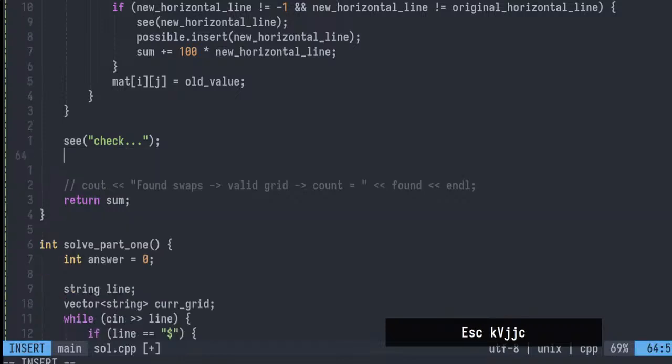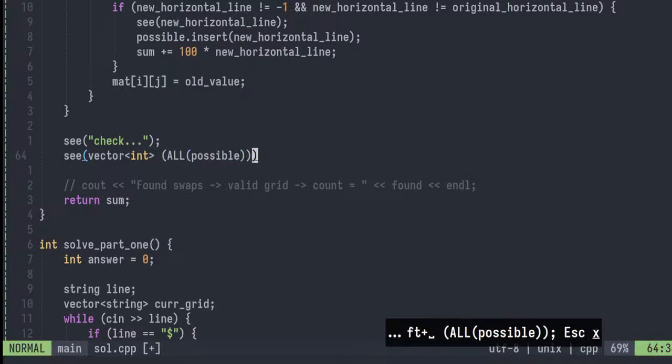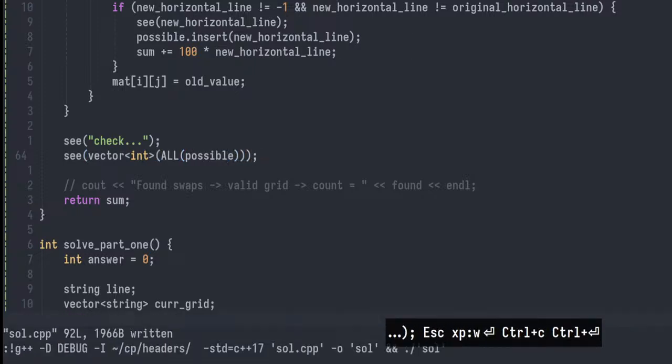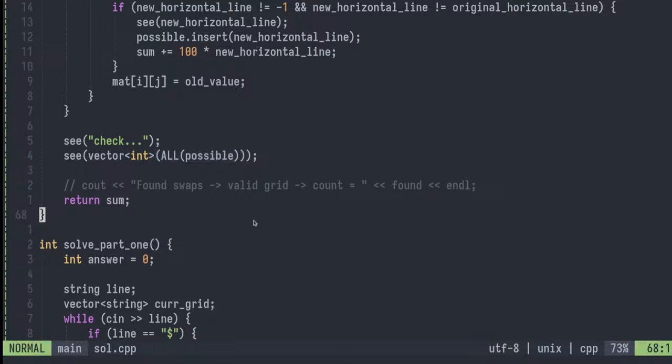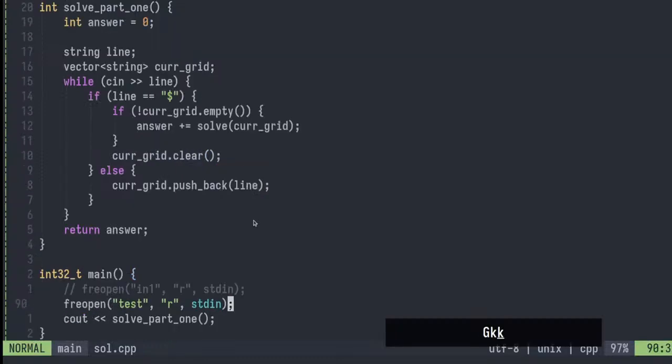Let's do this instead. C vector of int all possible, because I don't have debugging library for set. I mean I haven't implemented it. It's not that I don't have it.